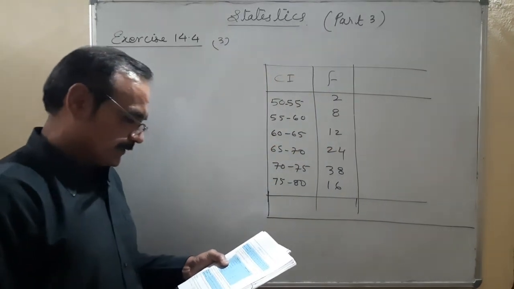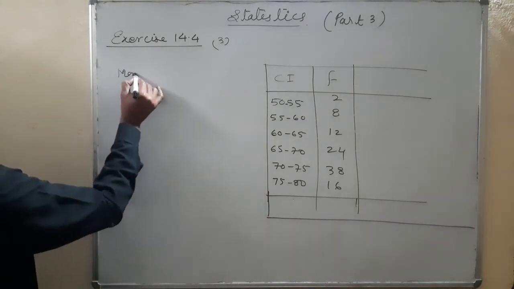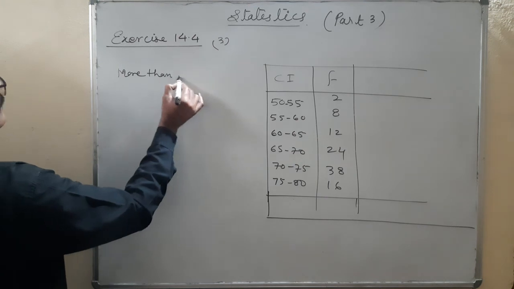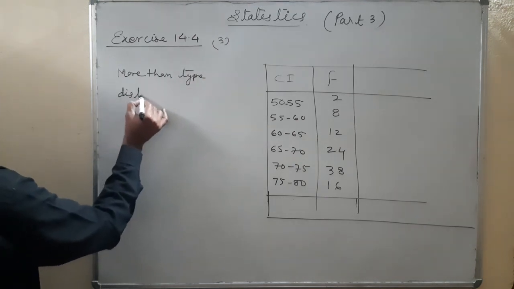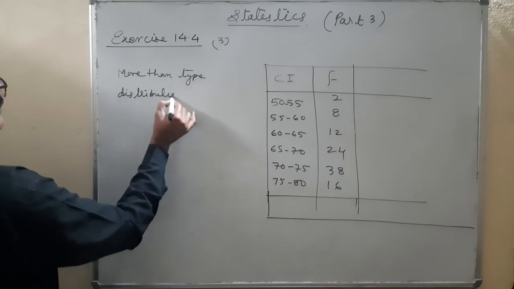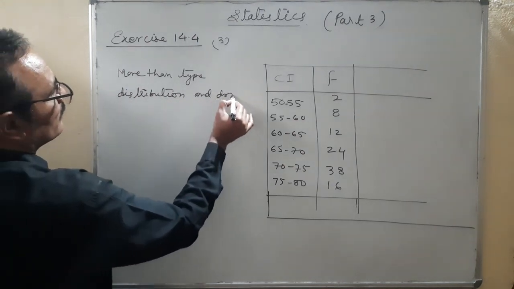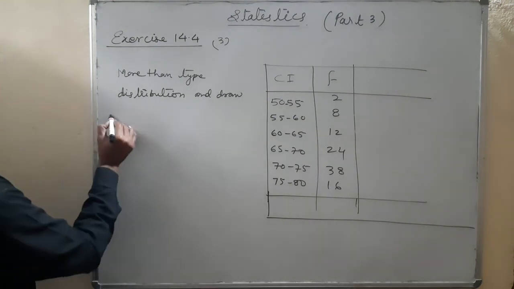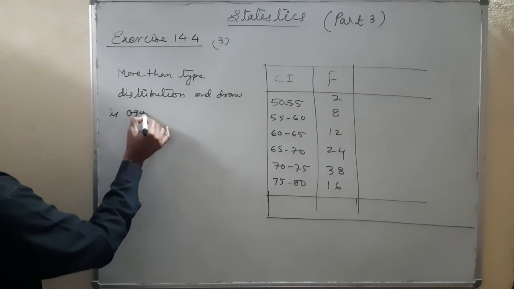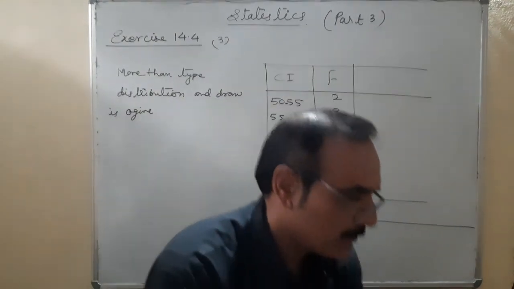What we have to do in it? Change the distribution to more than type distribution, and draw it and try it. Draw it. More than type.